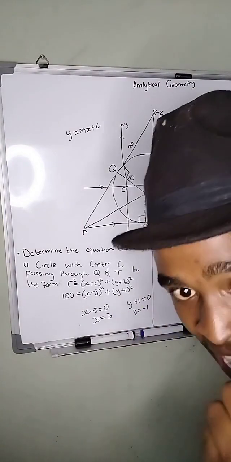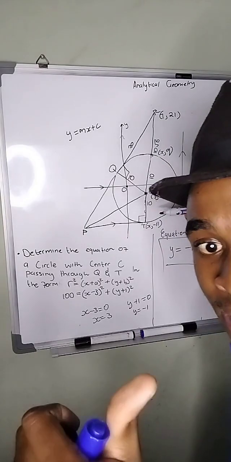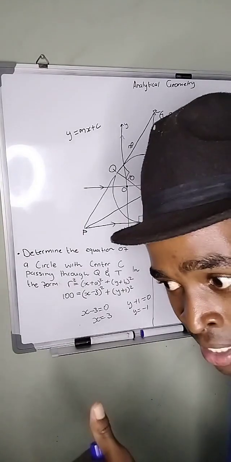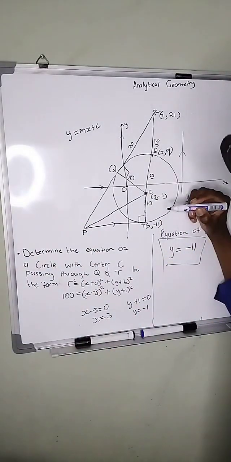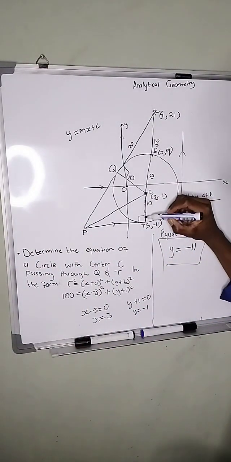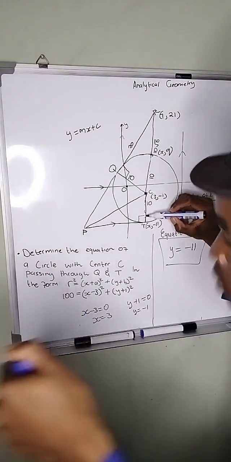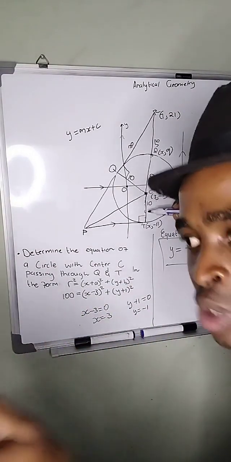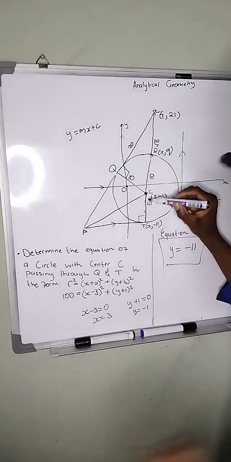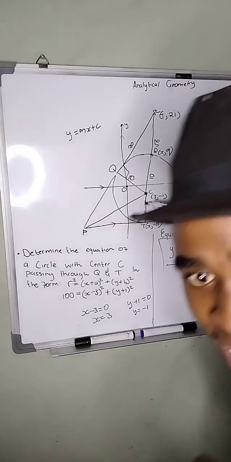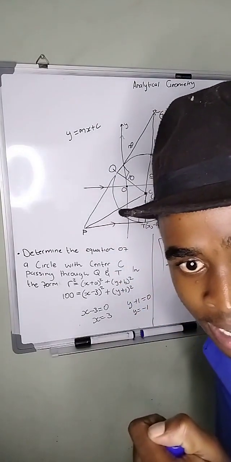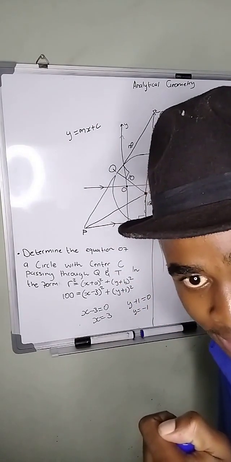Why is 3 the x, guys? Okay, let me ask this. What value is going to remain constant throughout when I count this? What value is going to remain constant as I'm counting? x is going to be constant, right?